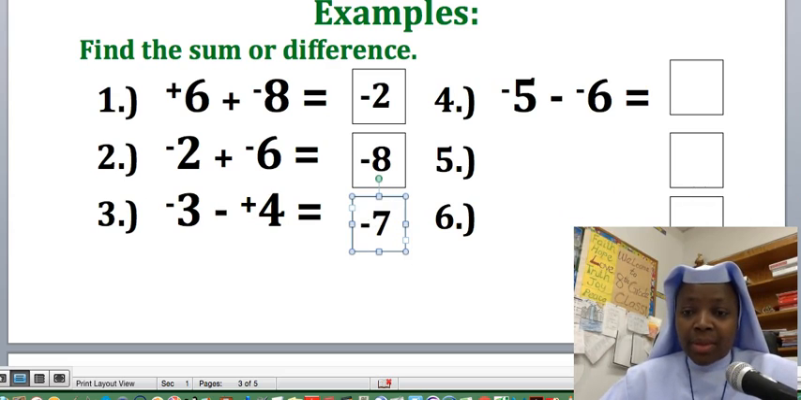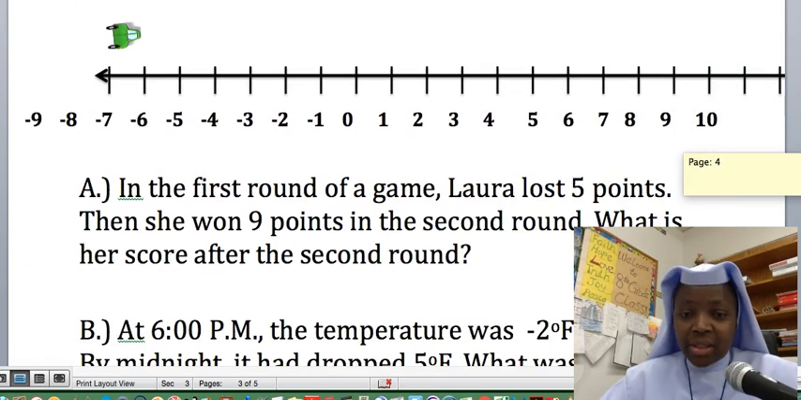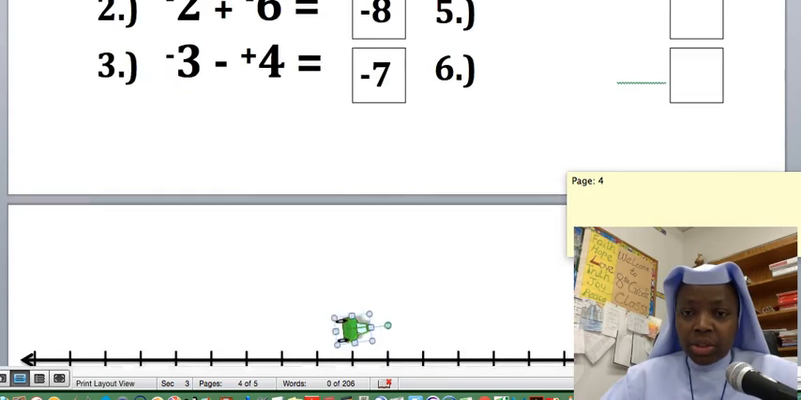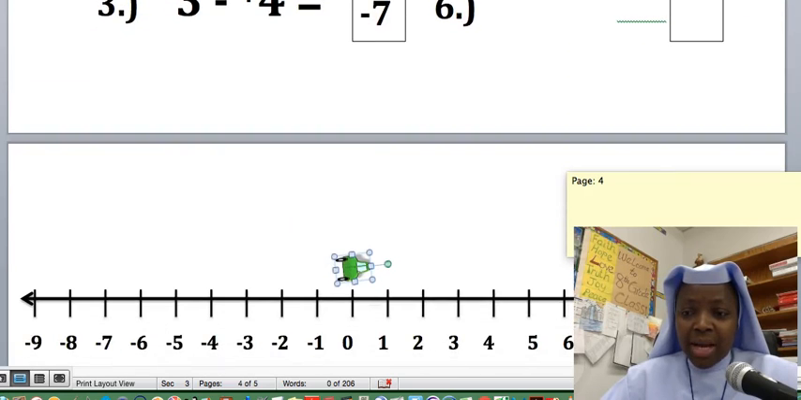Okay. How about this one? It's -5 plus -6. I mean -5 minus -6. So we start from 0, take 5 steps backward, and then reverse, and then take 6 steps backward. Okay, so we start from 0, and then we're going to go 5 steps backward.